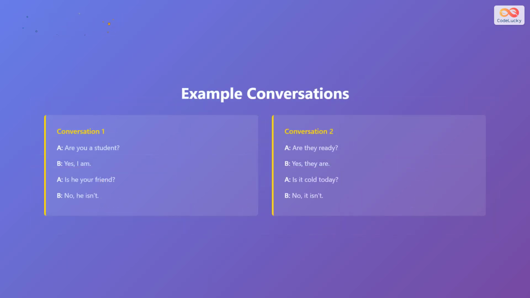Let's look at two real conversation examples. In the first conversation, person A asks, are you a student? And person B answers, yes, I am. Then person A asks, is he your friend? And person B responds, no, he isn't.